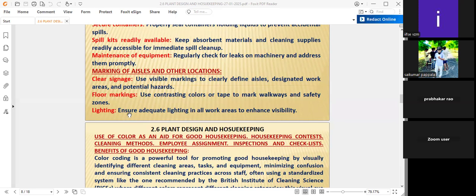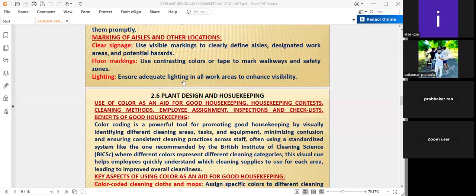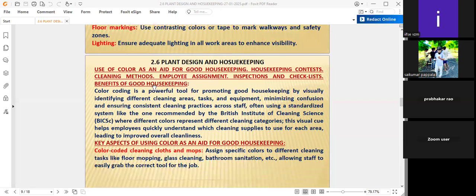Lighting is important. The lux level is also very important, and the next section will cover lighting and illumination. Ensure adequate lighting in all work areas to enhance visibility. You have to see that there is no darkness or ambiguity in identifying materials, traceability, stacking or unstacking. Lighting is very important to avoid risk. Color code is one of the important areas.